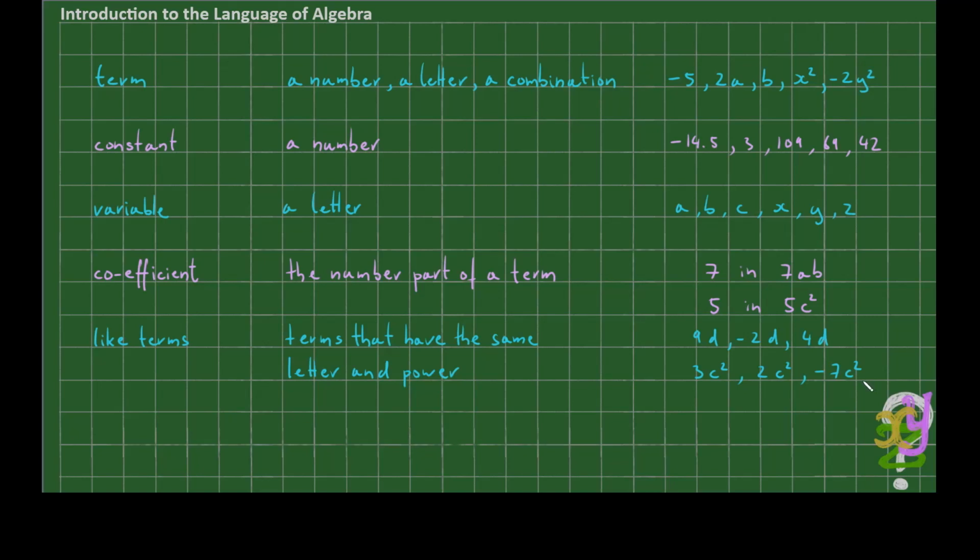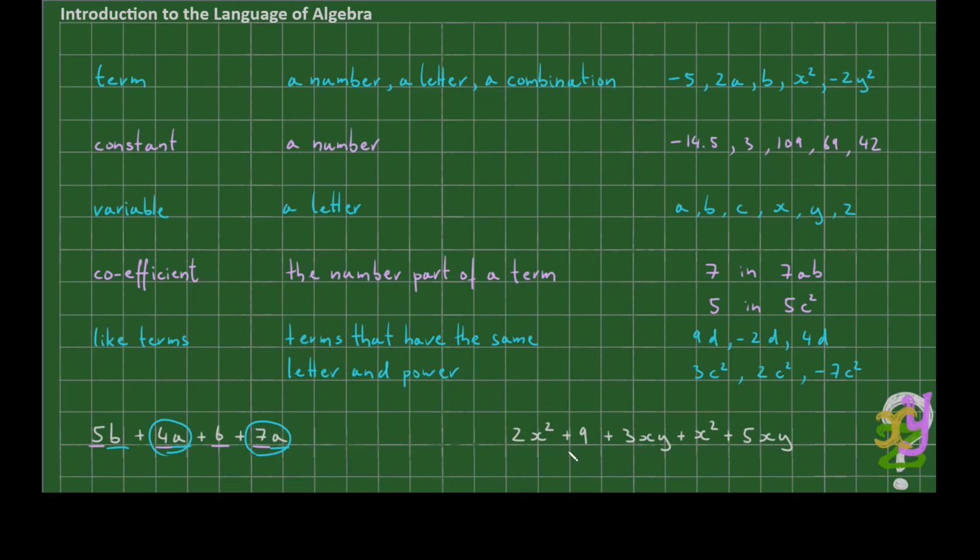Let me bring in 2 examples that we can analyze. On the left, we have 5b plus 4a plus 6 plus 7a. All of these are terms. 6 is a constant. Letters b and a, they are the variables. The numbers in front of the variables, so in this case 5, 4, and 7, they are the coefficients. And finally, 4a and 7a, well, they are like terms because they contain the same letter.